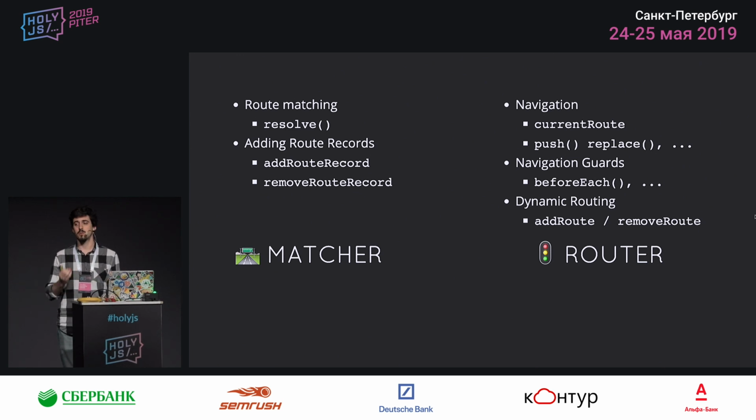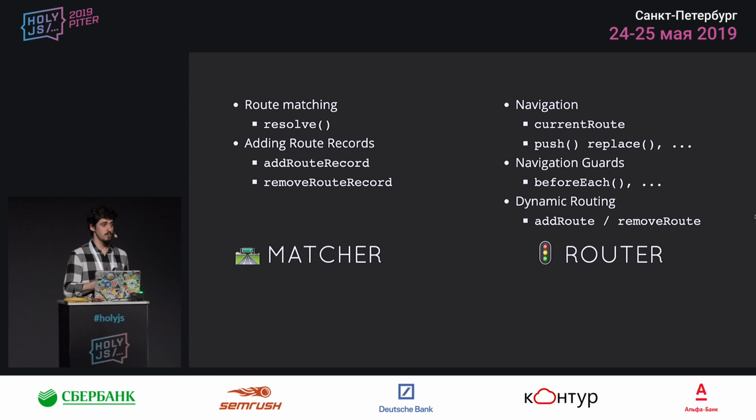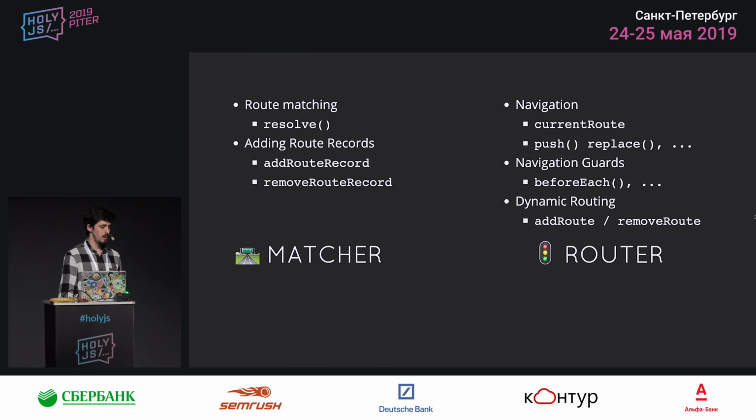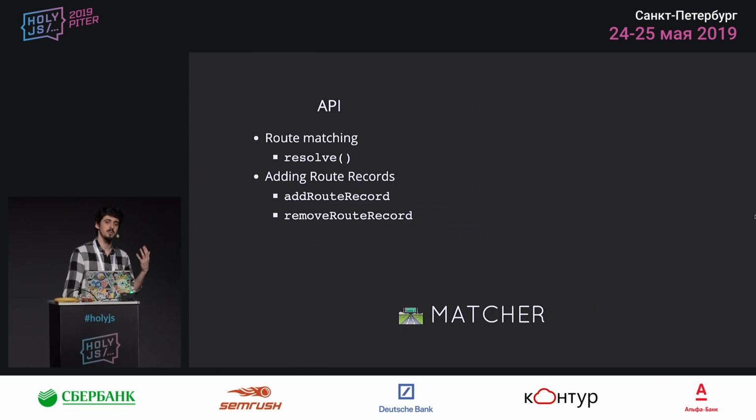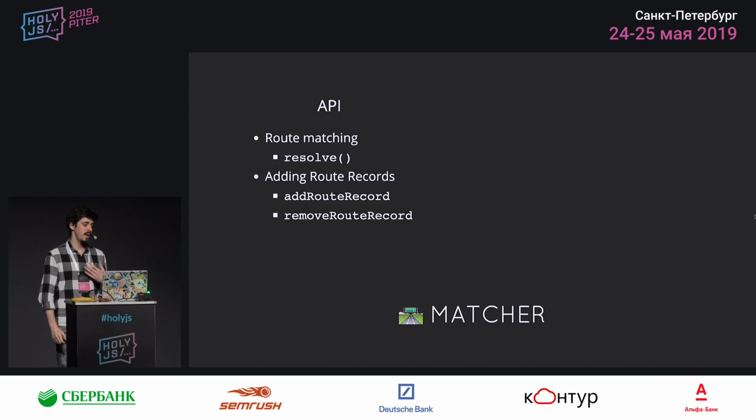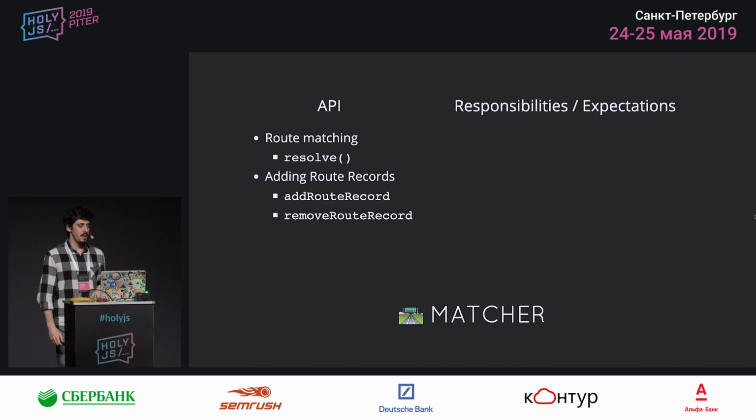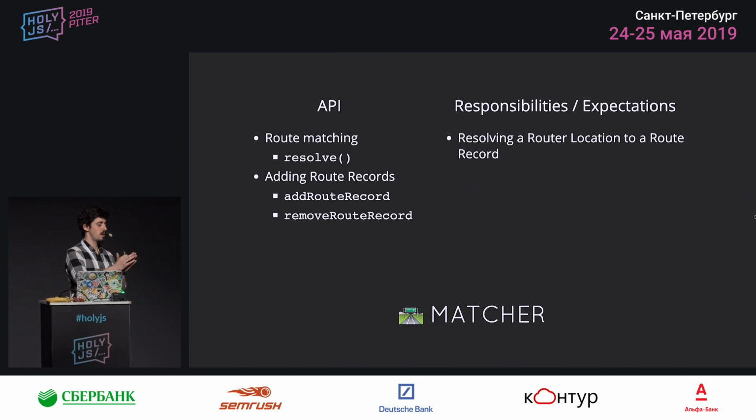The matcher is synchronous. But the router is asynchronous, because we have the guards. So let's talk about the matcher first. The API should have the route matching. That's resolve and dynamic routing. And then the responsibilities and expectations: that will be resolving a route location to a route record.